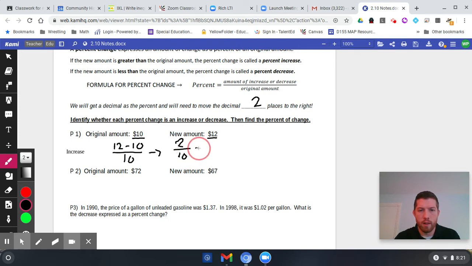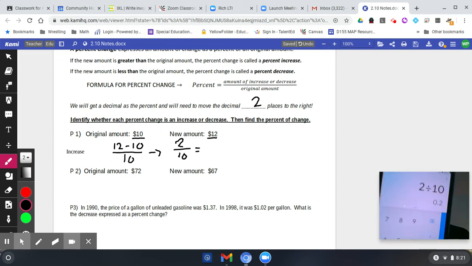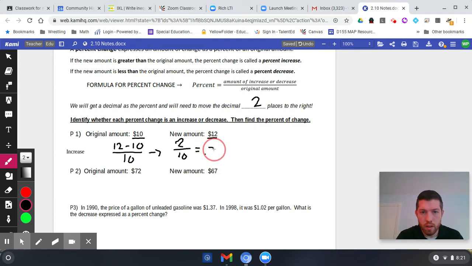So now we have to take out our calculator, and we have to do 2 divided by 10. I'll take out mine. I have my phone right next to me. 2 divided by 10. And you're going to notice that it's going to give you a decimal, right? So 0.2. That is not our answer because we want a percent. We want a percent.